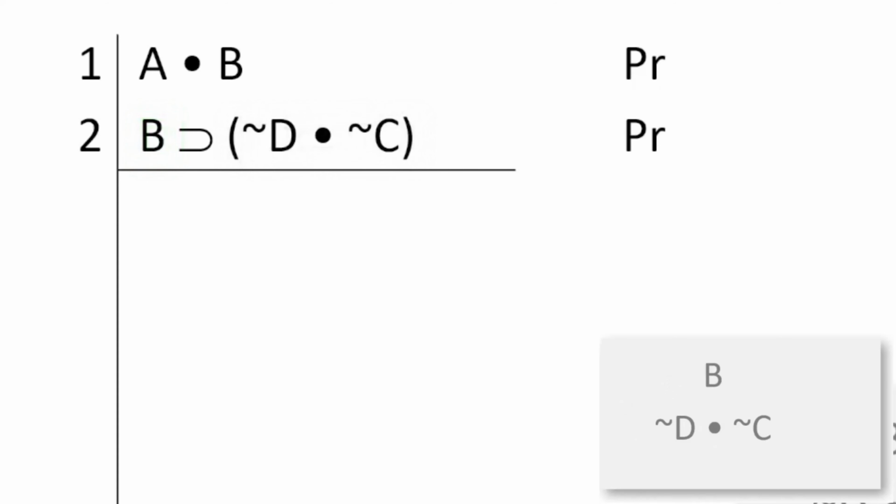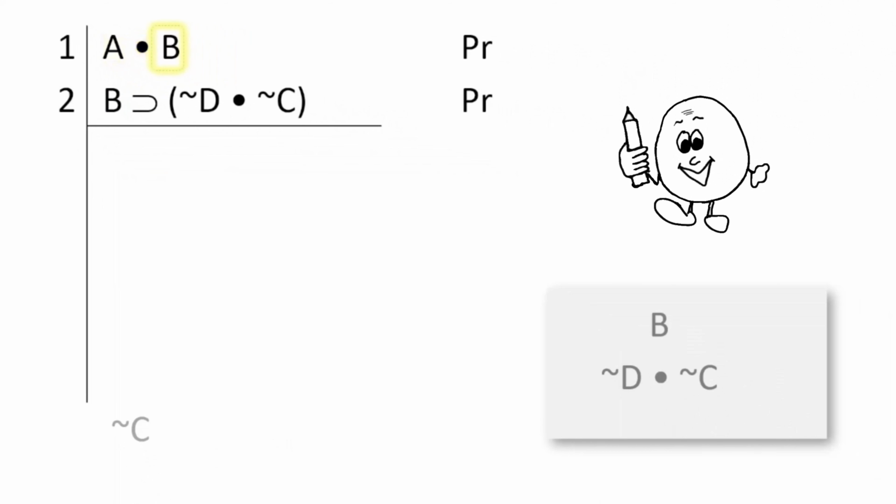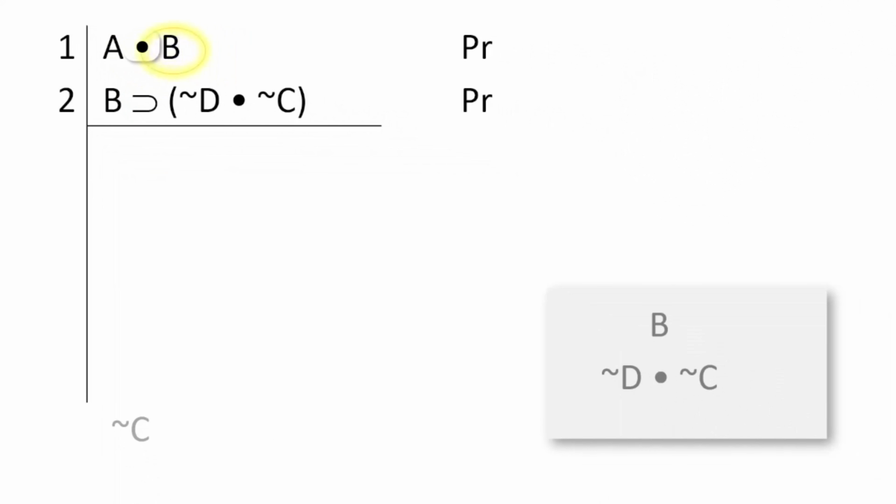Here the antecedent is B. How can we get B? Well, B is the second conjunct in line 1. We can just apply simplification and are ready to go. We apply simplification to line 1 and get B.